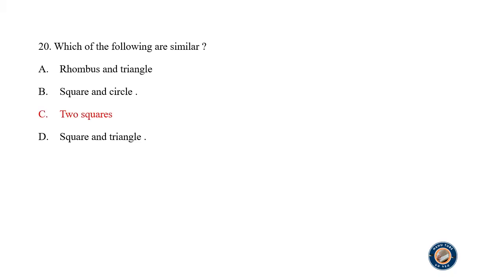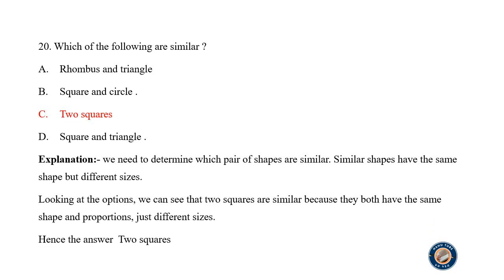The answer will be 2 squares. We need to determine which pair of shapes are similar. Similar shapes have the same shape but different sizes. Look at the options. We can see that 2 squares are similar because they both have the same shape and proportions, just different sizes. Hence, the answer is 2 squares.